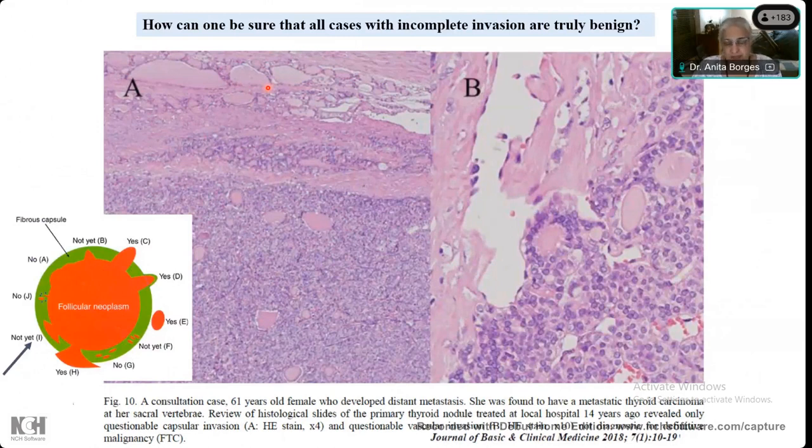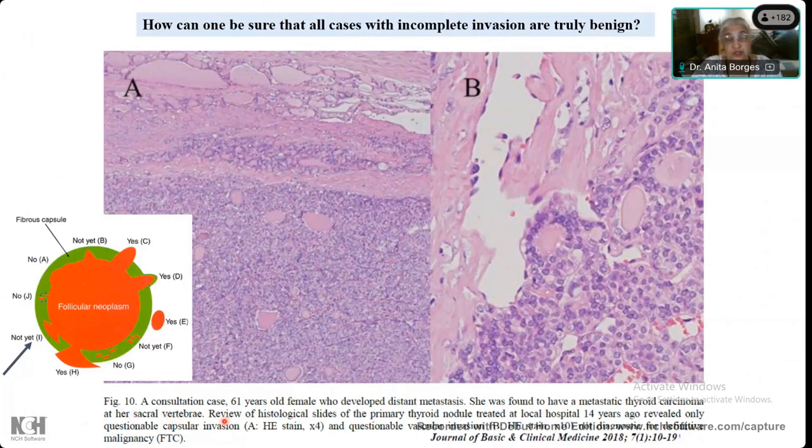So the question was, how can we be sure that all cases with incomplete invasion are truly benign? And now here is a consultation case. This was a 61-year-old female, it's not mine, it's somebody who published it, who developed distant metastasis.